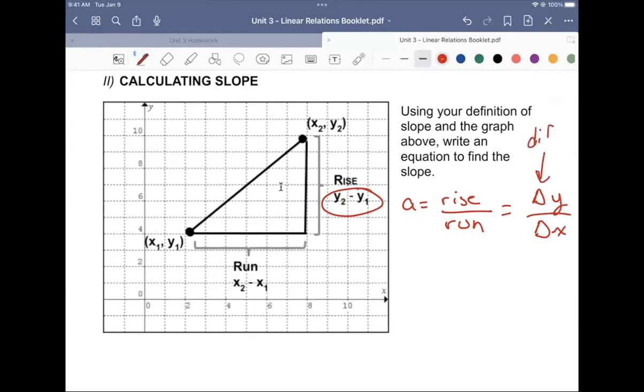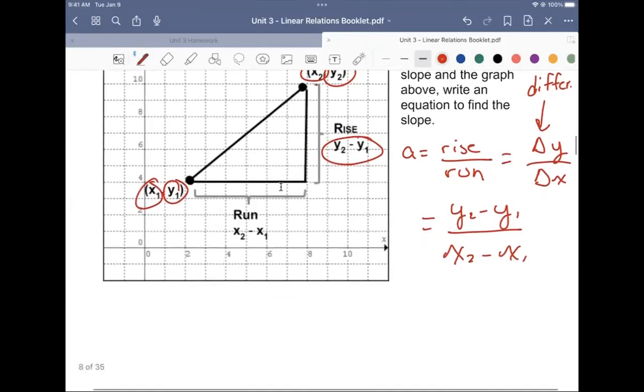This little triangle just means difference. Here I don't have values, but I can say that it goes from y1 to y2. So my rise is y2 minus y1, over x2 minus x1, because from here it goes from x1 to x2.